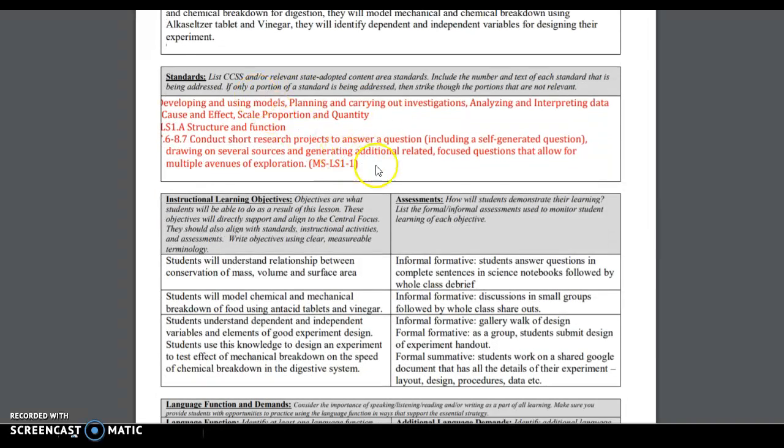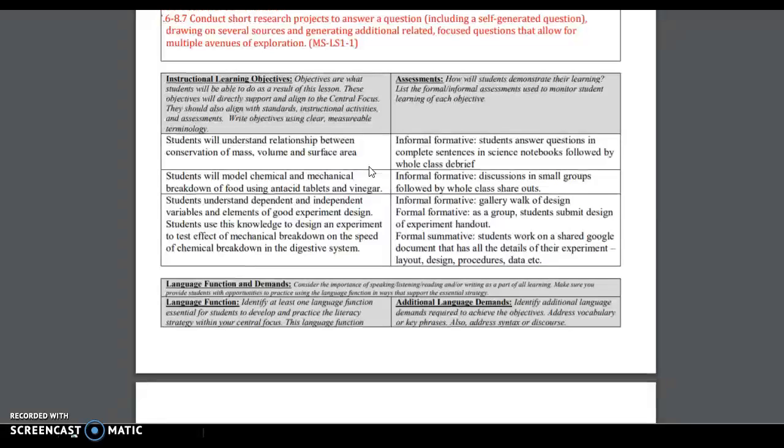Next is the standards, and they just listed off here the NGSS standards: Life Science A, Middle School Life Science 1. Next is the instructional learning objectives, and here the first objective is that students will understand the relationship between conservation of mass, volume, and surface area. And then for this objective, here you have an informal assessment that students will do. They're going to answer questions in complete sentences in science notebooks, followed by a whole class debrief.